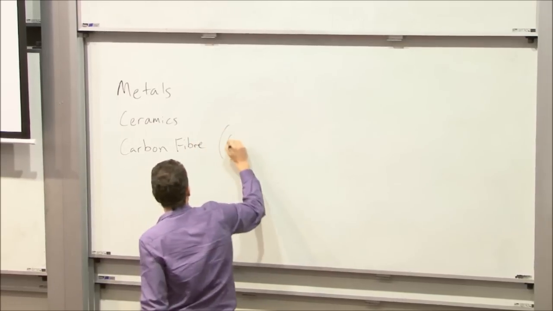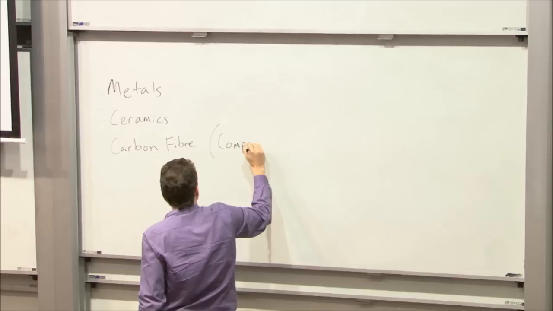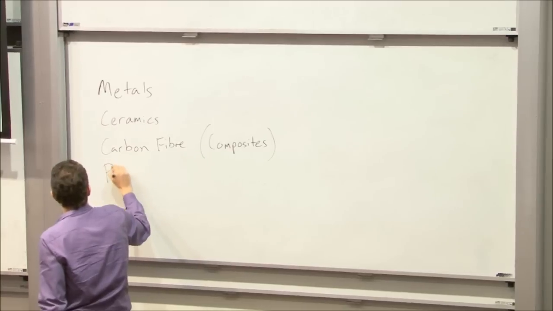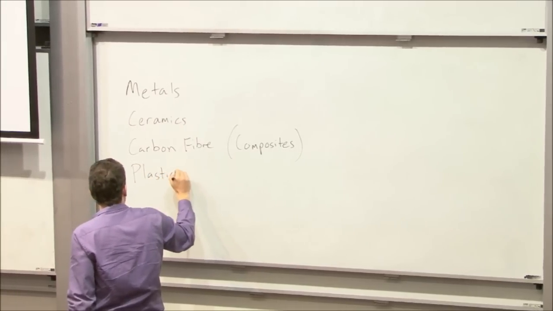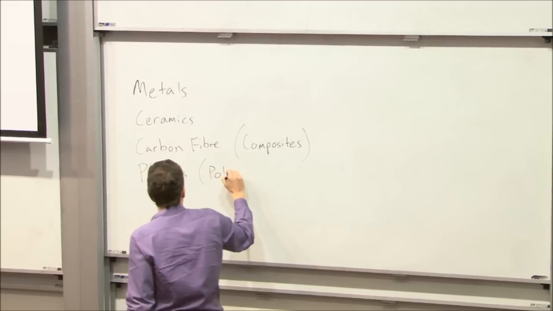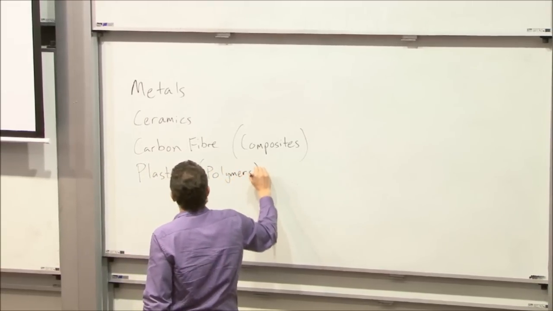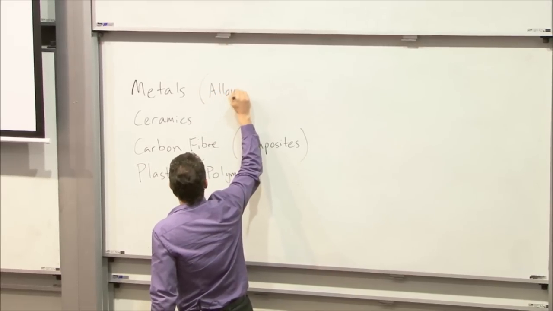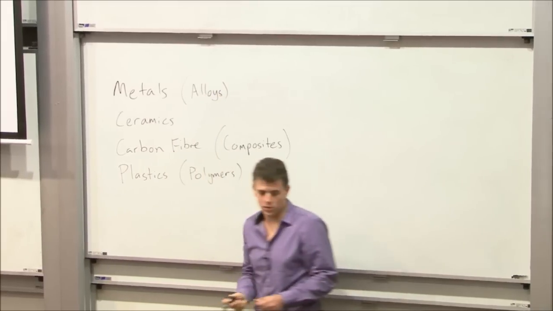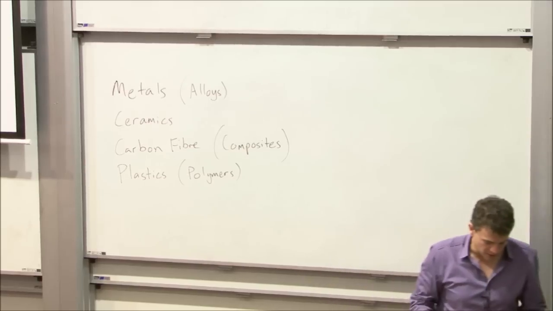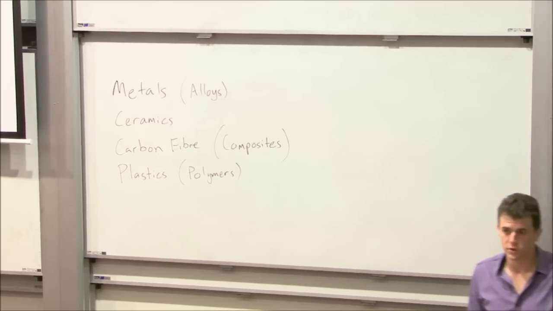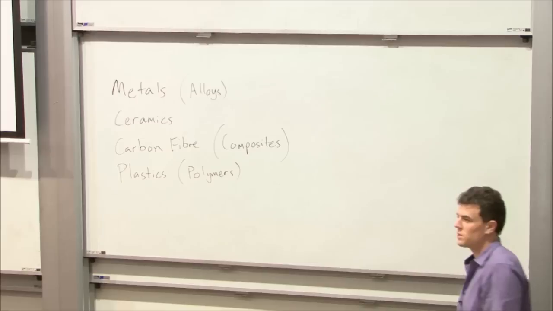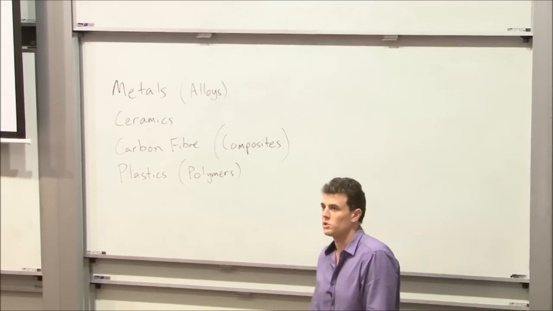Fibre. So this, in general, we would call composites. Okay. Plastics, which we could also call polymers. Okay. We could also call metals more generally alloys. Okay, because we generally use some alloy of different materials. We don't tend to use just a metal that's straight off the periodic table. We tend to use some alloy of multiple materials.